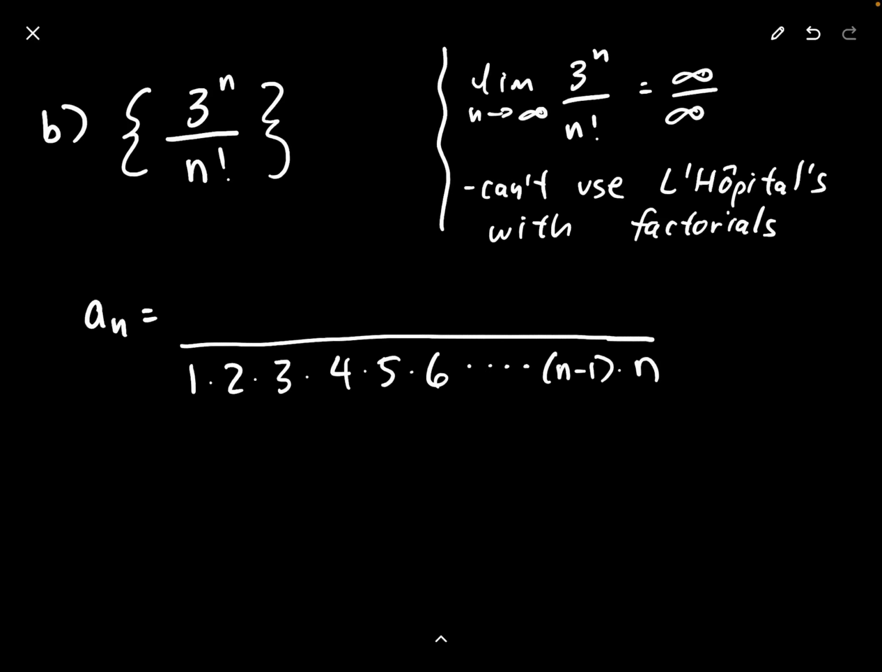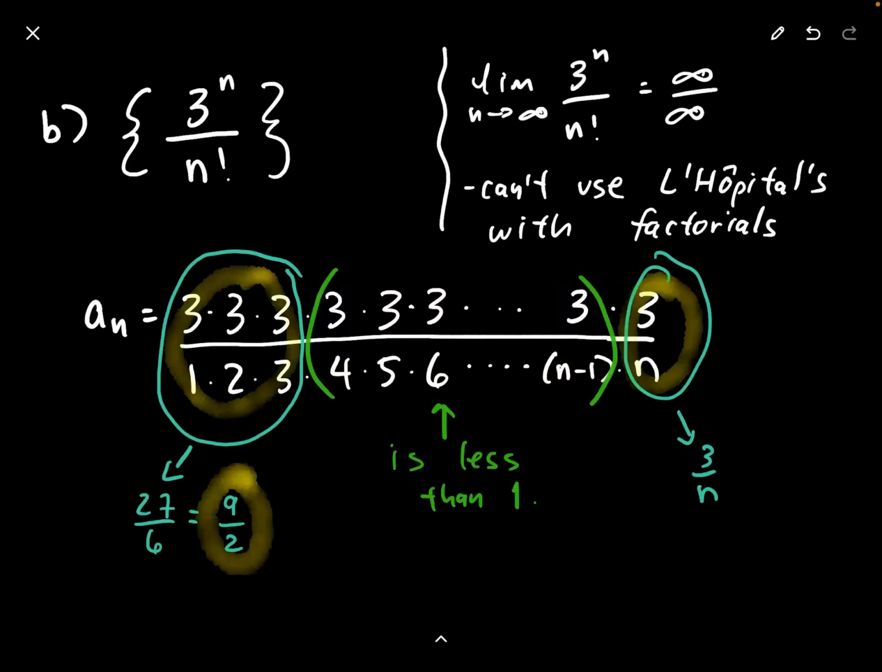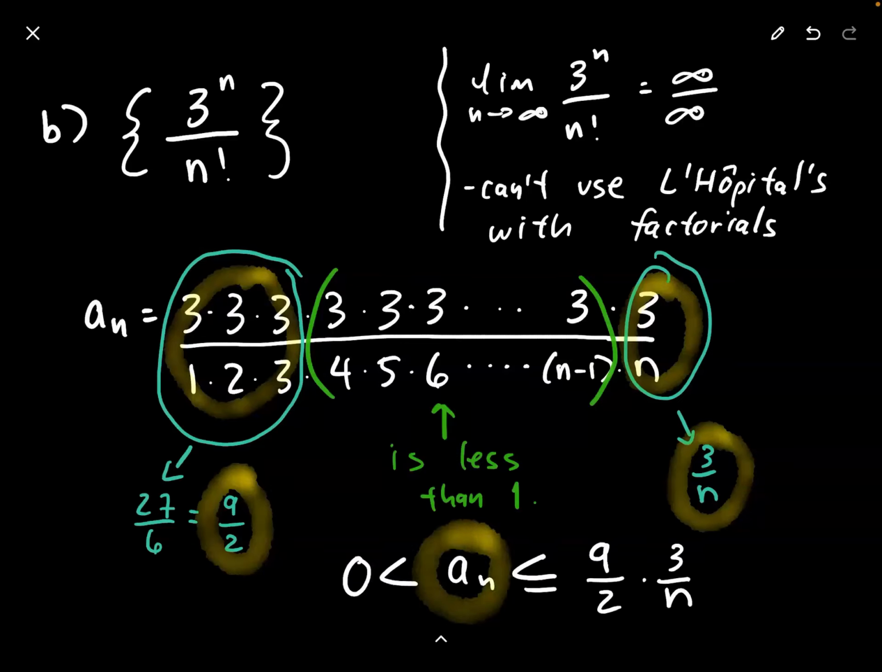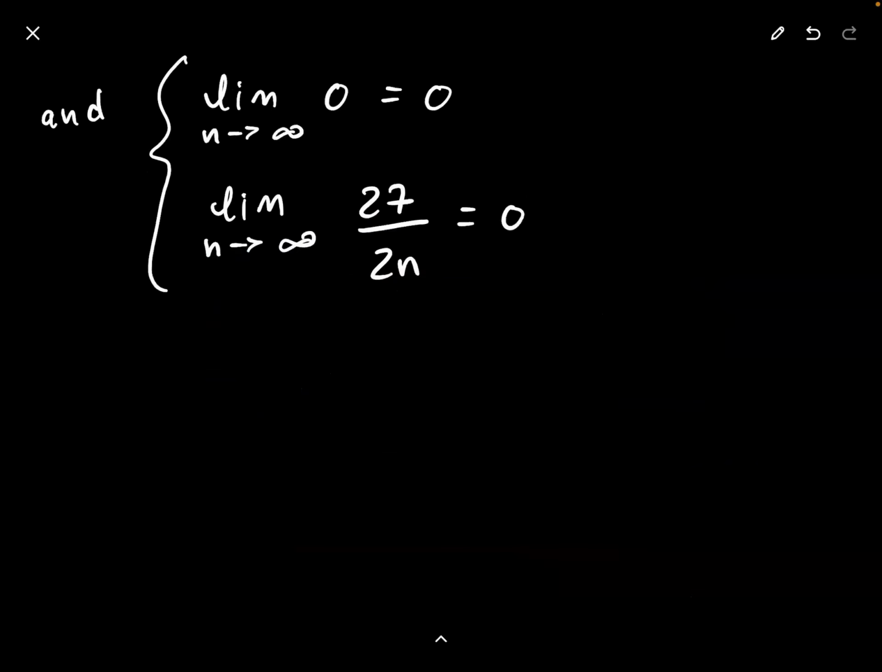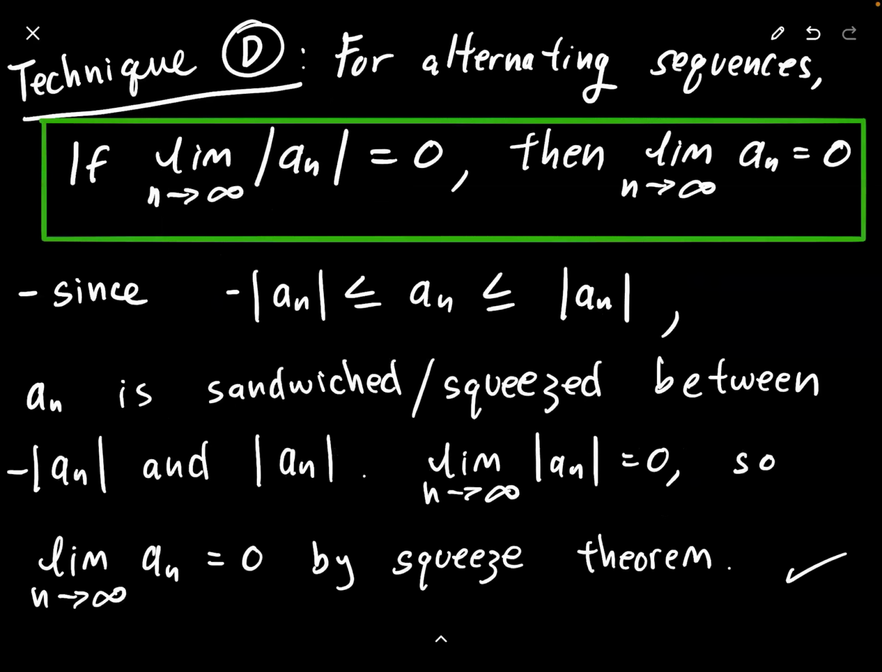On the bottom, we have n factorial, and on the top, we have 3 to the n. Here I have separated in green 3 over 4 times 3 over 5 times 3 over 6, until we get to 3 over n minus 1. That section in green will always be less than 1. Here in blue, that portion, 9 over 2 times 3 over n, will always be larger than or equal to a sub n. So now we've squeezed the sequence a sub n in between 0 and 9 over 2 times 3 over n. And since the upper and lower sequences both converge to limit 0, by the squeeze theorem, this sequence also converges to 0.